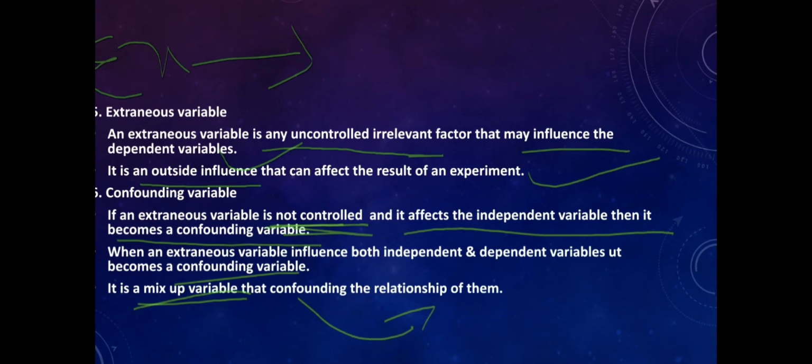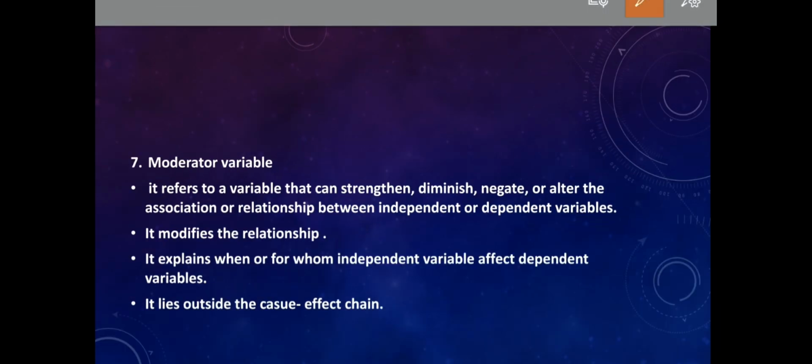Then next, moderator variables. A moderator variable refers to a variable that strengthens, diminishes, negates or alters the association or relationship between the dependent and independent variables. Any of these terms you can use. It modifies the relationship. The variable that modifies the relationship between the independent and dependent variable is the moderator variable. It explains when or for whom the independent variable affects the dependent variable.